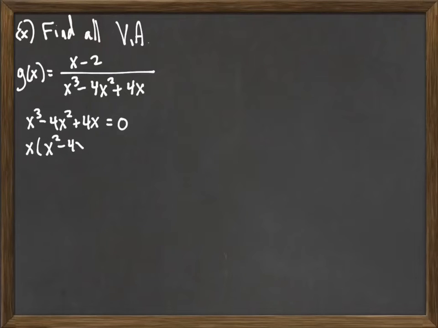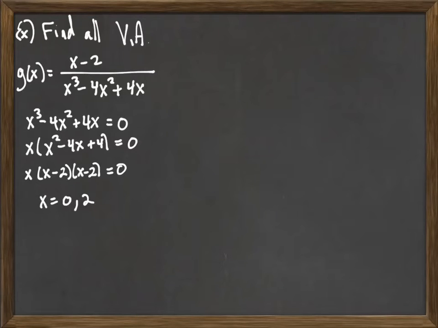We can pull out a common factor of x, so that we're left with x times x squared minus 4x plus 4 equals 0. And then we can keep factoring a little bit further, because x squared minus 4x plus 4 is actually a perfect square. That's going to factor as x minus 2 times x minus 2. Right? Things that multiply to be 4 and add together to be a negative 4 will be a negative 2 and a negative 2. So we factored the denominator, set that equation equal to 0, and that gives us two solutions, two potential vertical asymptotes, x equals 0 and x equals 2.